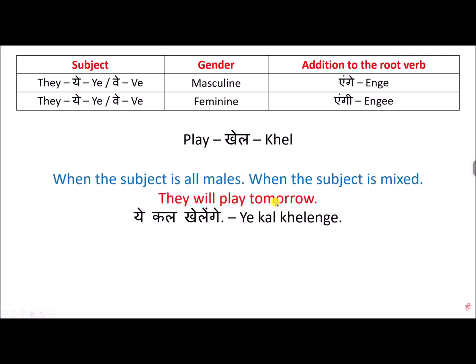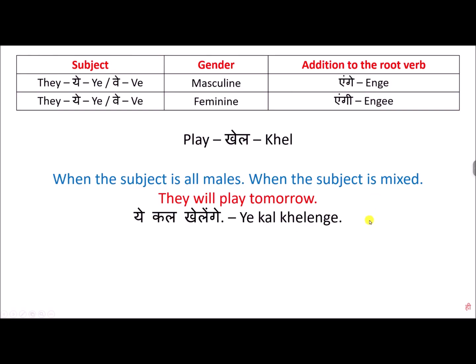they will play tomorrow. ये कल खेलेंगे. ये is they, कल is tomorrow, खेल is the root verb, एंगे is added to the root verb. ये खेलेंगे is they will play, कल is tomorrow. Okay? Now this sentence can be said to a group of all males or group of both males and females together.